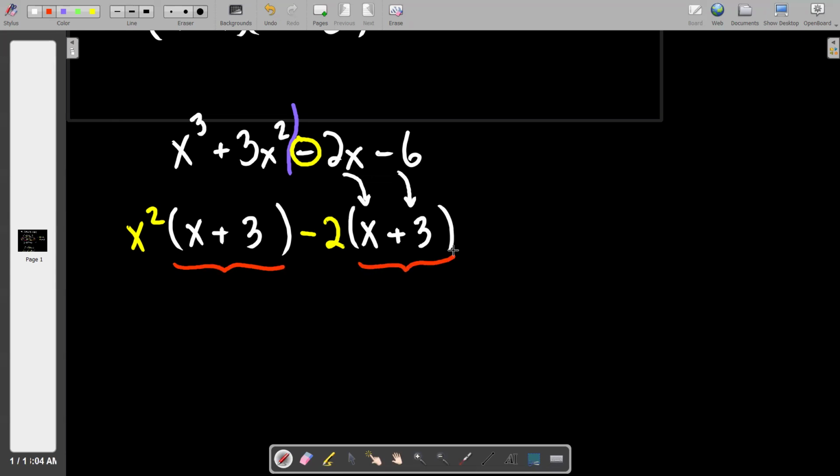That makes that now the greatest common factor. And I can pull it out to the left. So my first factor for my answer is x plus 3. That is called a factor. What's my second factor?